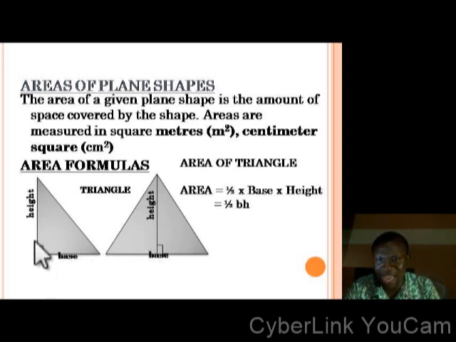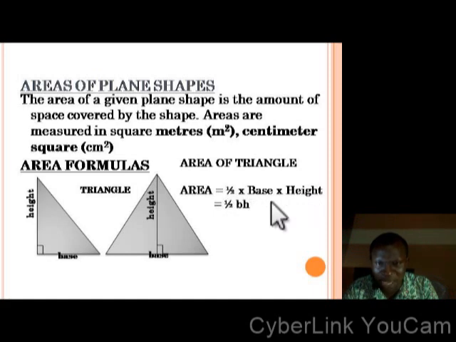Here, this is the height, the perpendicular height of this triangle, which represents the vertical line. The vertical line that represents the height of this triangle. Then the bottom part of it represents the base, just like we also have it here. This is the base and this is the height. The formula for calculating the area of a triangle is half times base times height.